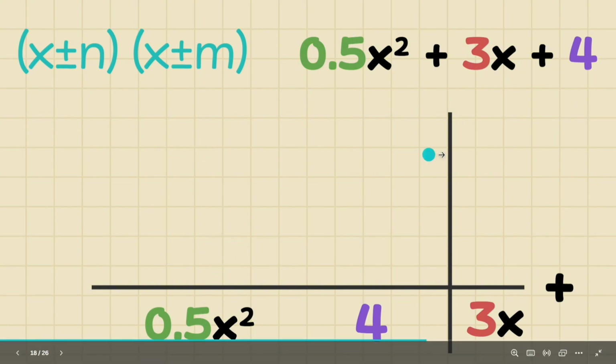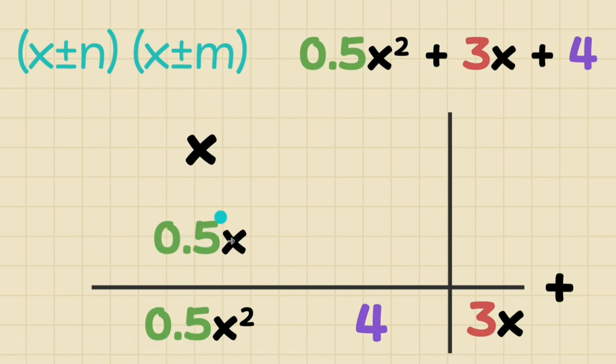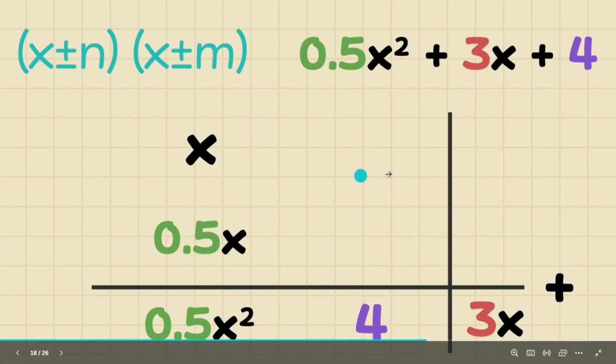And the way we solve this now is we find two numbers that when multiplied give us this. In my case, I have used x and 0.5x because, you know, x squared here, I just moved it up here.